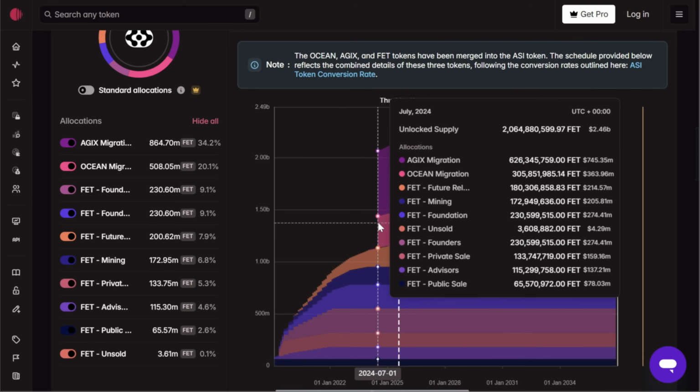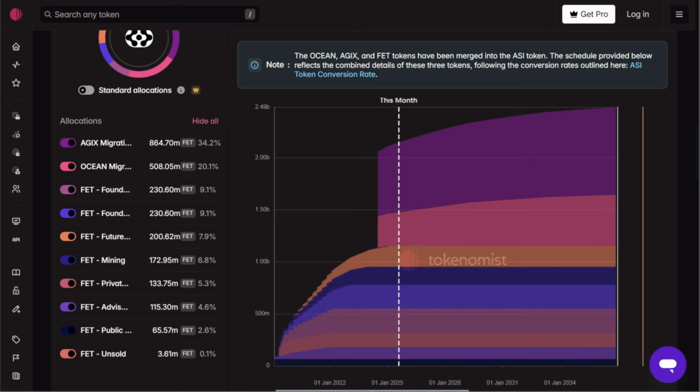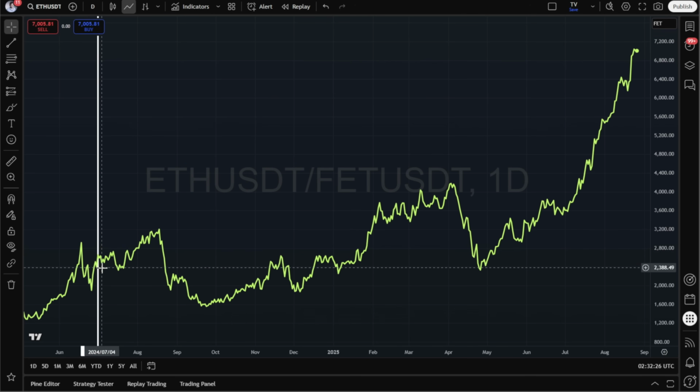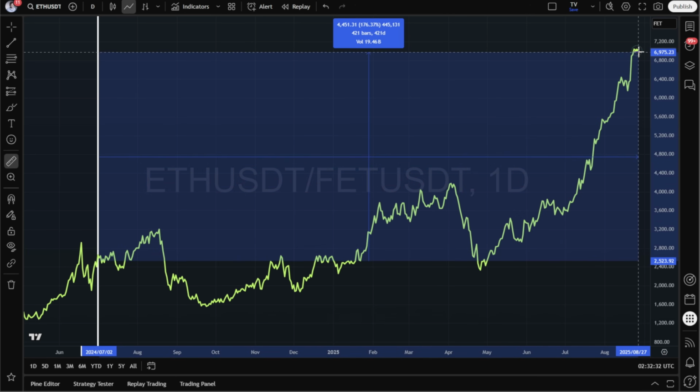Have a look at this jump over here, right, in July of 2024. This is really where Ethereum outperformed Fetch AI massively. Ethereum doesn't have all those unlocks. Ethereum's supply increase is very, very modest, but it's not modest for most altcoins. And that's where we see the outperformance of Ethereum relative to Fetch AI. This here is an outperformance of 177%.